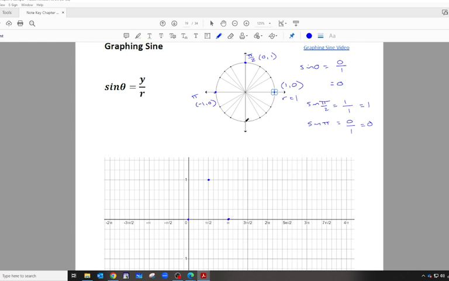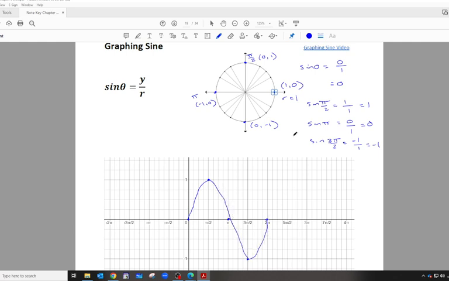Then we're going to move down to 3 pi by 2. So we've got 0, -1. And this time we're going to do the sine of 3 pi by 2, which is the y value, which is -1, over the r value, which is 1, which gives you a value of -1. So at 3 pi by 2, we're down to -1. And then what happens when we get up to 2 pi? Well, we're just cycling through again. 2 pi is coterminal to 0. So we're back up to 0. And this is one complete cycle of sine.